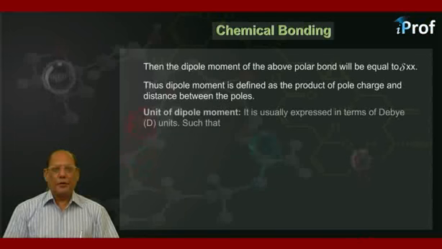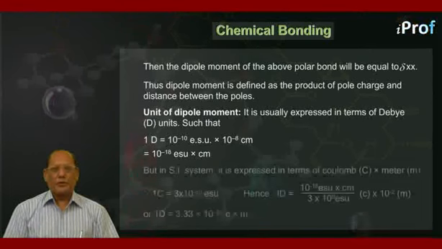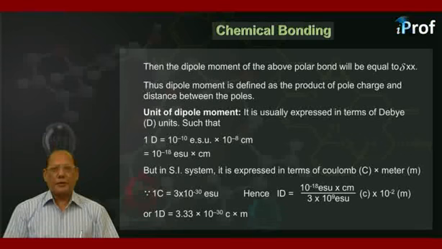Unit of dipole moment. It is usually expressed in terms of Debye units, such that 1 Debye is equal to 10 to the power minus 10 ESU into 10 to the power minus 8 centimeter, and that's equal to 10 to the power minus 18 ESU into centimeter. But in the SI system, it is expressed in terms of coulomb into meter.